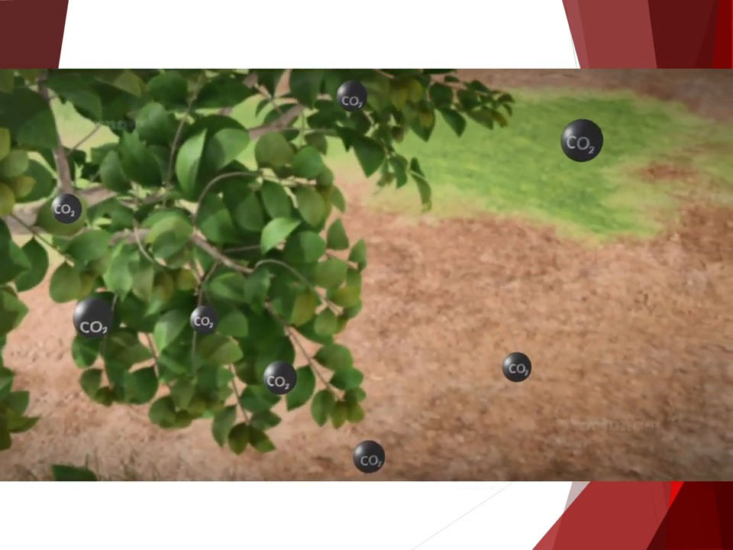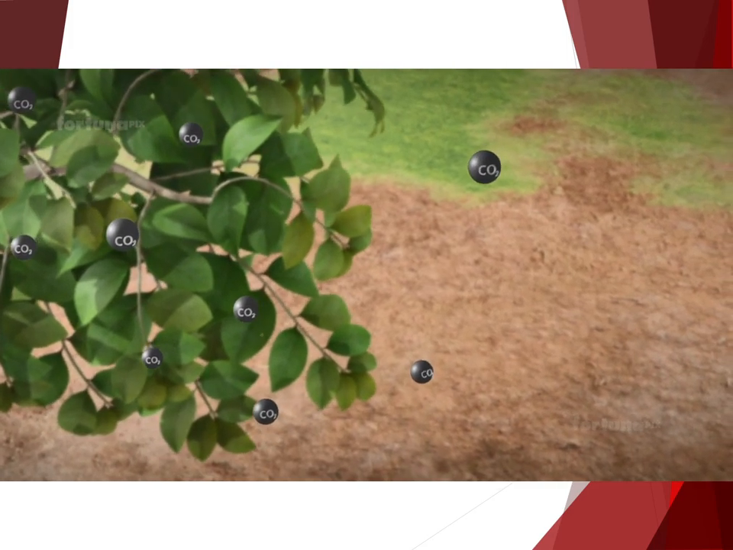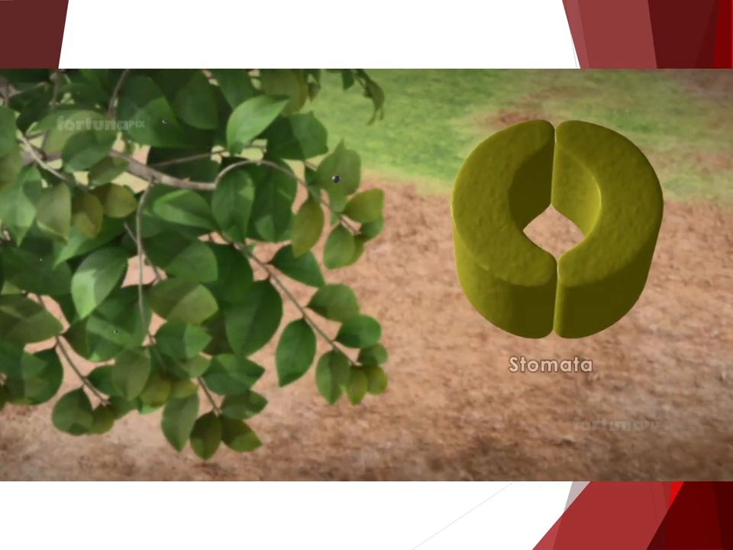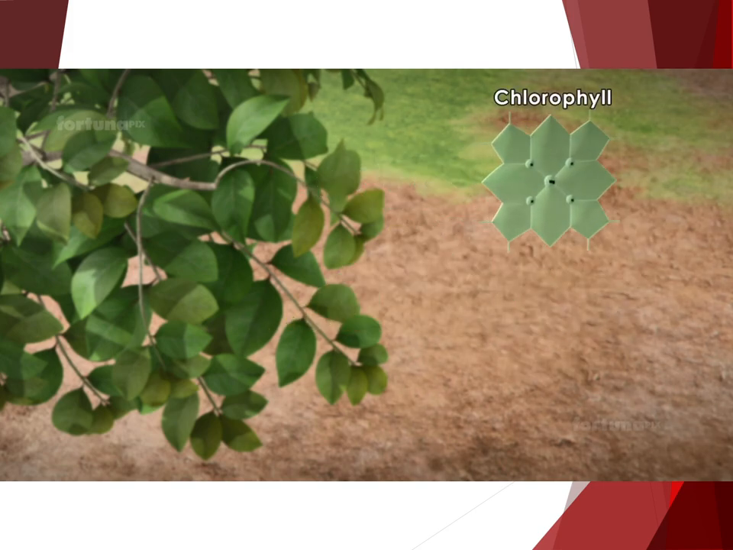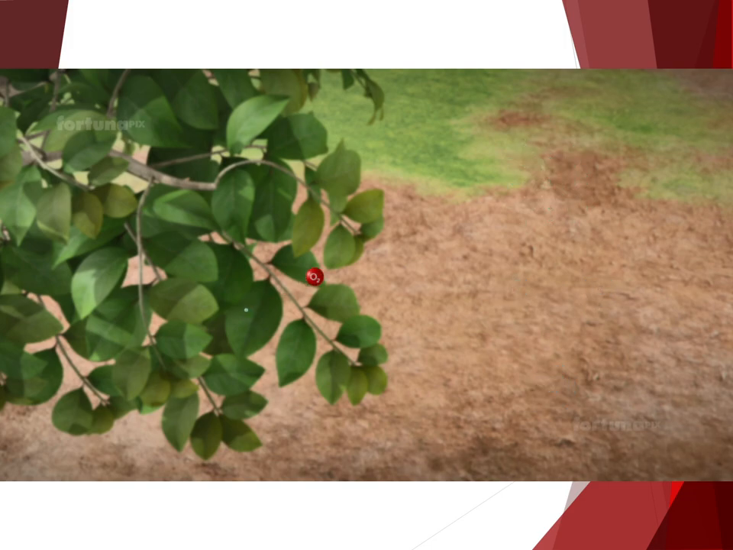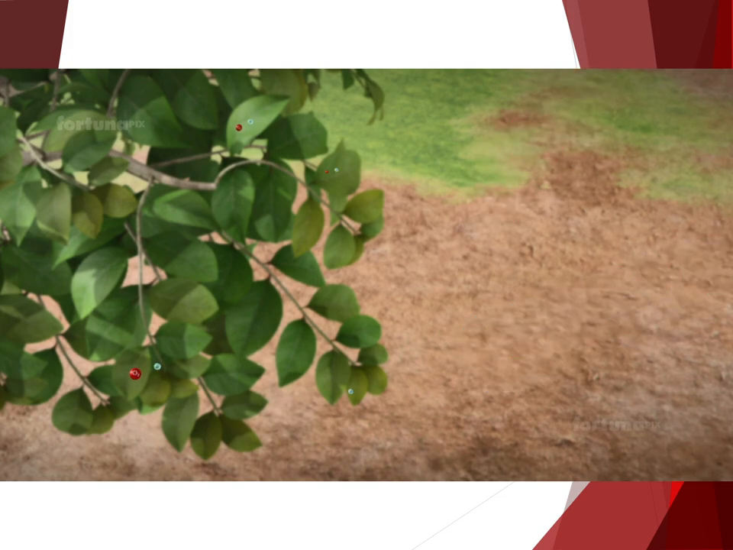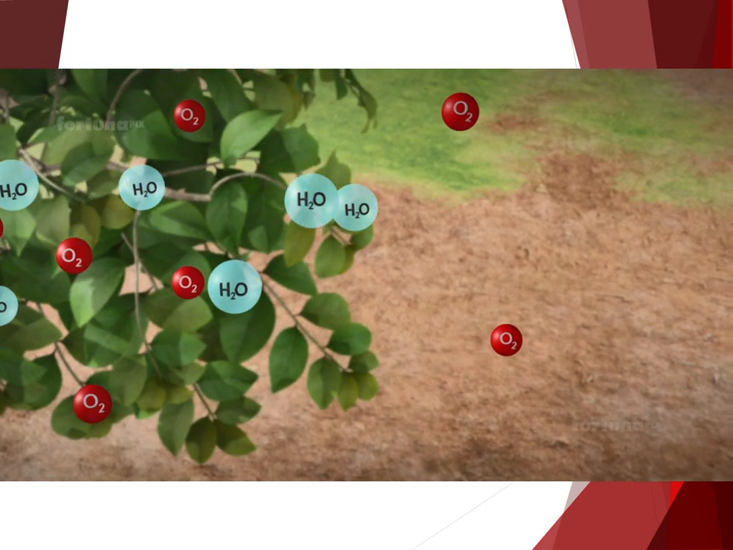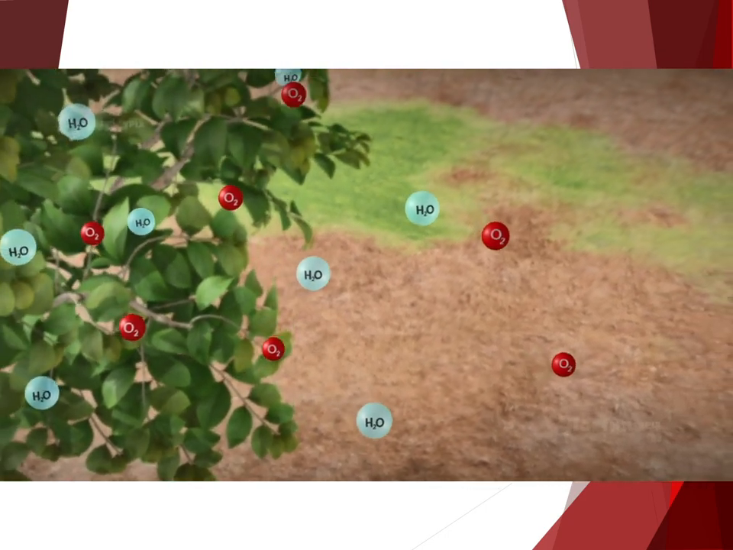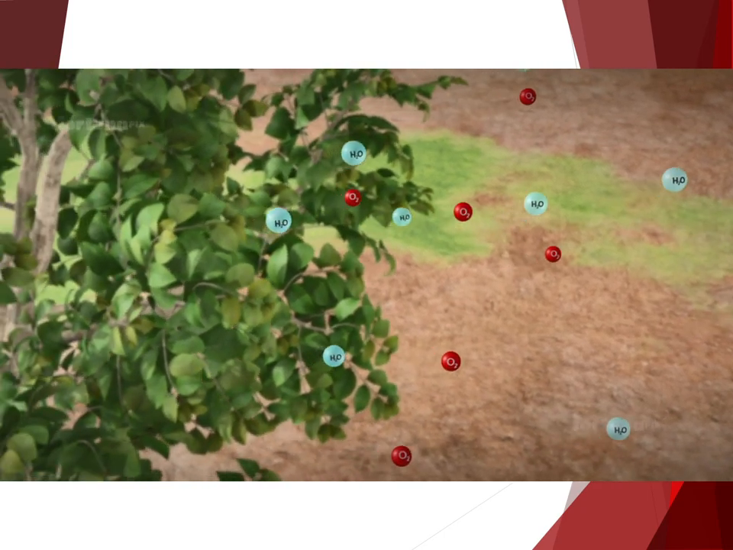The carbon dioxide that is found in the air around us will enter the leaves through tiny pores called stomata. The chlorophyll in the leaves will absorb energy from the sunlight and use it to convert carbon dioxide and water into glucose, a kind of sugar that serves as a source of energy for the plant. The glucose remains in the plant while the oxygen and water vapor will move out of the leaves through the stomata and into the atmosphere. Because it is dependent on sunlight, photosynthesis can only occur during the daylight hours.